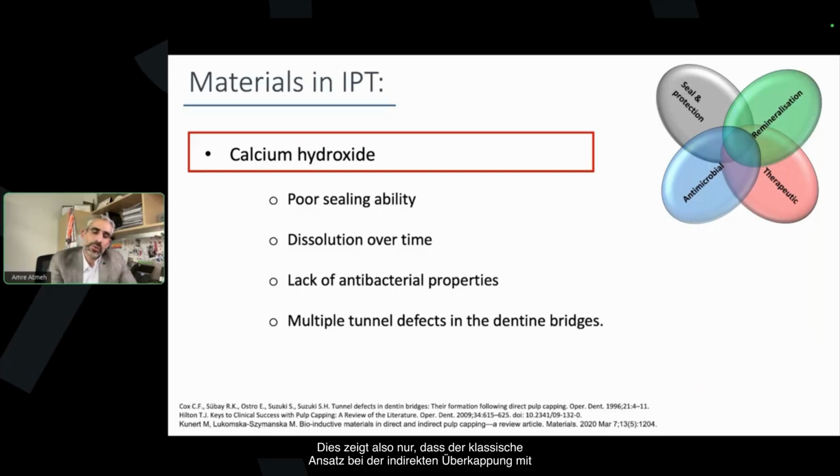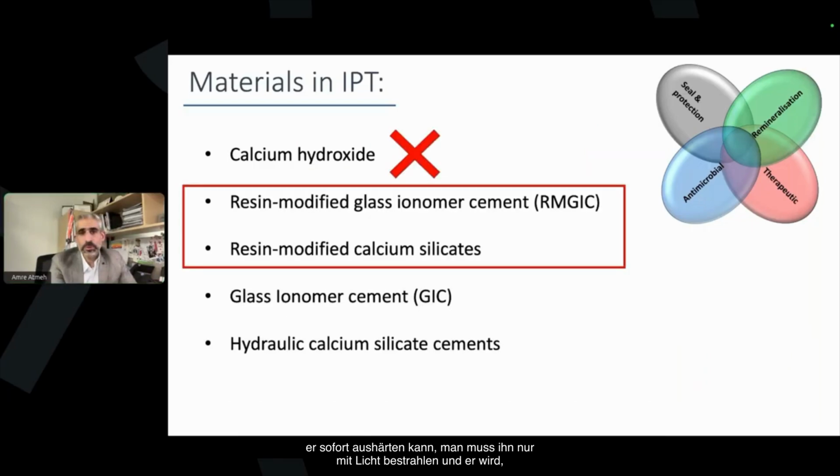And eventually, even with the conditions they provide, it has been shown histologically that in the pulps on which calcium hydroxide was used, the integrity of the dentine bridge was not great and was associated with multiple tunnel defects. So this just shows how the classical approach in indirect pulp treatment or capping using calcium hydroxide is not optimal. What about the resin-modified glass ionomer cements and the resin-modified calcium silicates, I'm sorry?